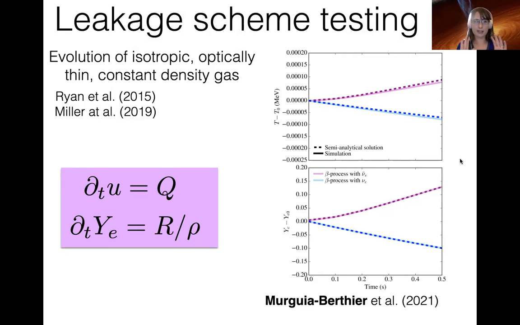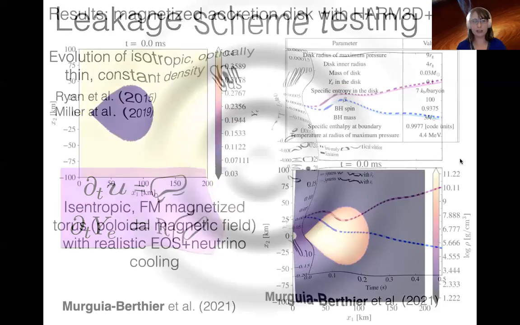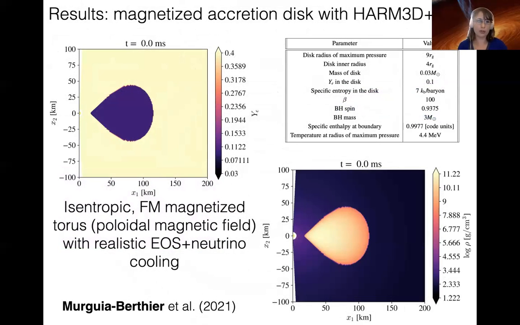Having tested this code, now we can apply it to a magnetized torus. So here I'm going to show some movies of a magnetized torus that has a realistic equation of state. It has neutrino cooling, it is isentropic, and it has a mass of around 0.03 solar masses, which is just trying to simulate the post-merger torus. So these are very zoomed-in movies, and I'll just press play.